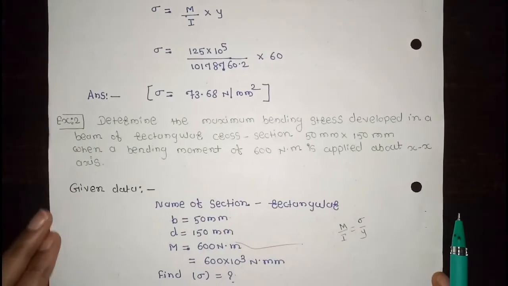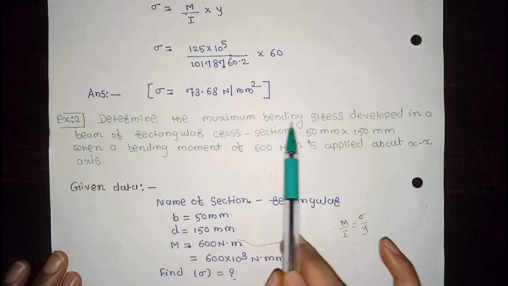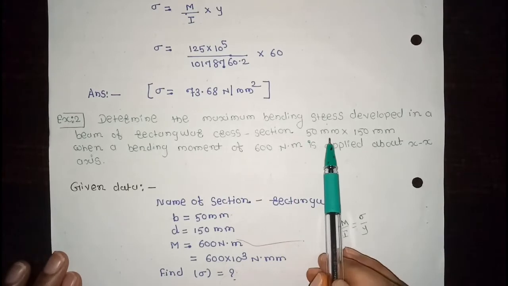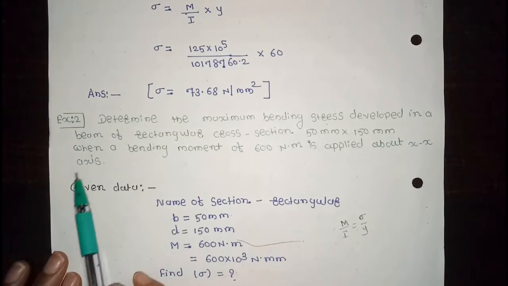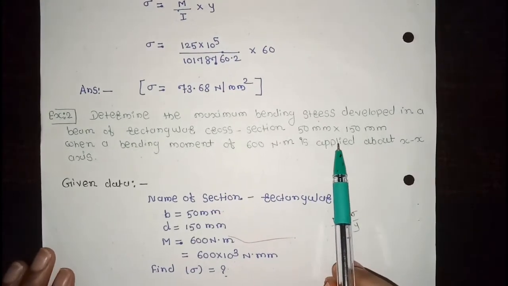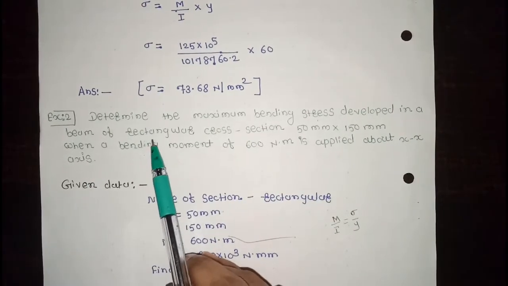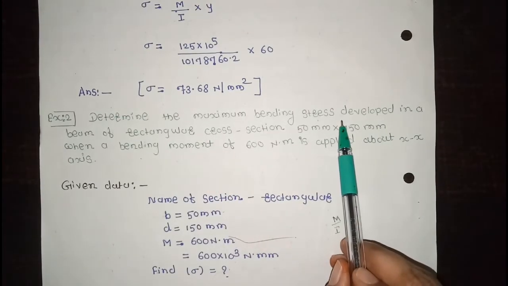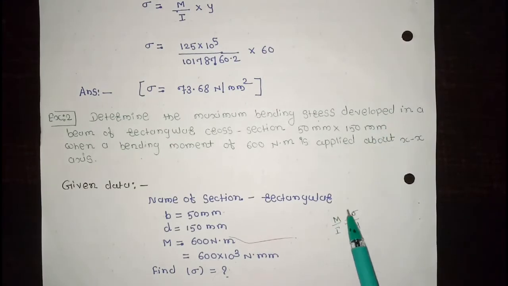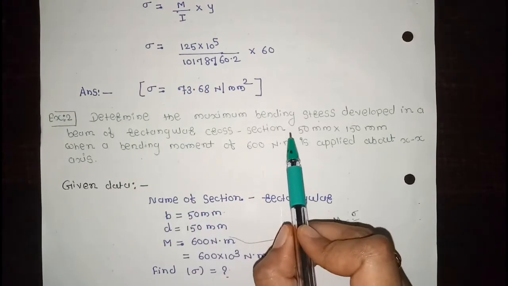So next example, second example: determine the maximum bending stress developed in a beam of rectangular cross section 50 mm by 150 mm when a bending moment of 600 Newton meter is applied about the x-axis. So determine maximum bending stress, means calculate sigma developed in a beam of rectangular cross section.